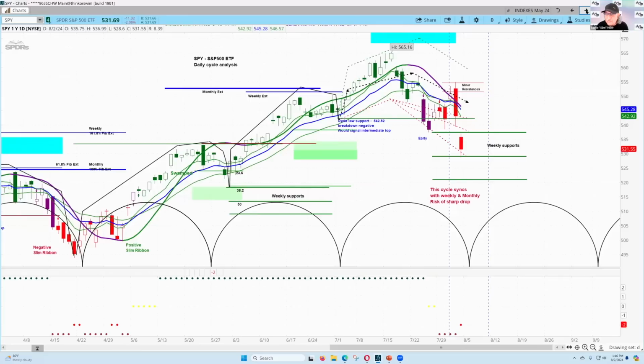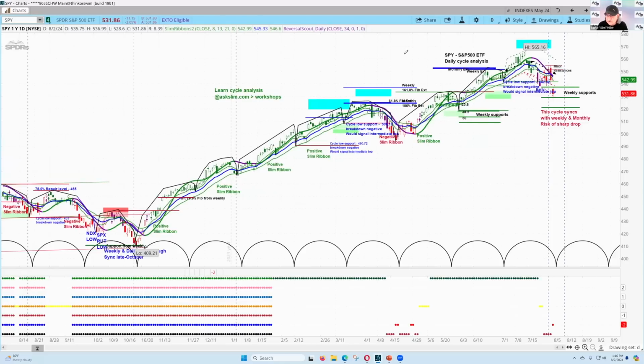Here is the daily right now. And this daily, what we do is we build a slim cloud, is what we call it. And the slim cloud, let me just take it from this spot right over here.